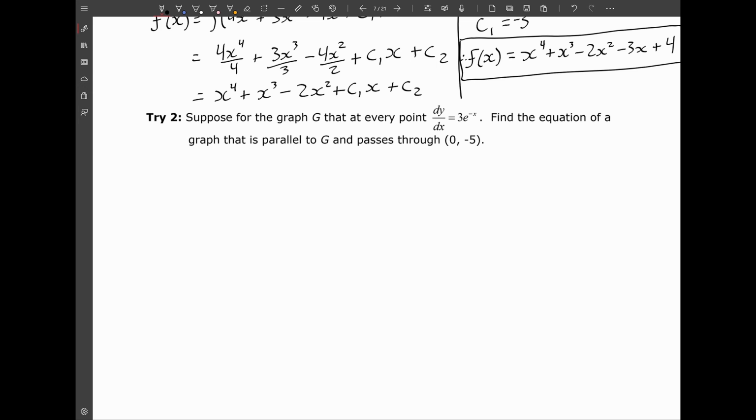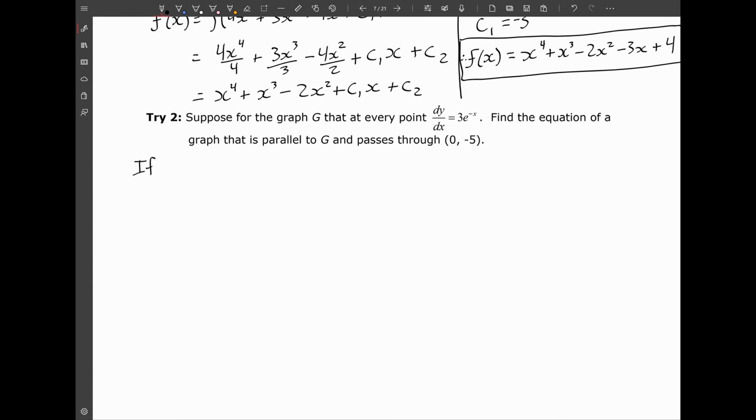So parallel to g means that at every point along both graphs, their tangent lines have the same slopes, right? In other words, they've just taken the graph and shifted it. The equation we're looking for is a graph like g, but just shifted. So what we're looking for is something that would have the same derivative. It would have the same slopes, meaning it would always have the same derivative.